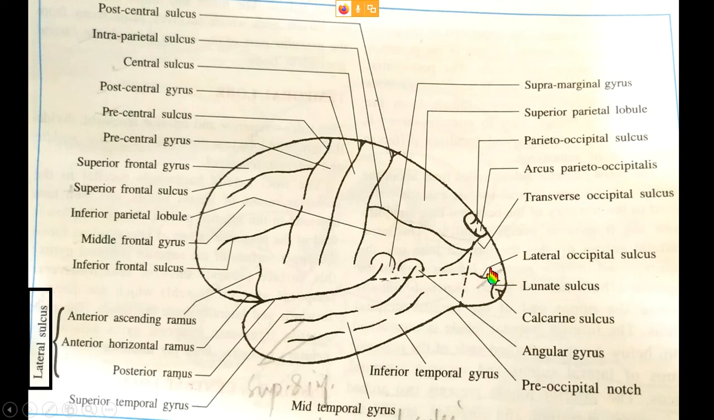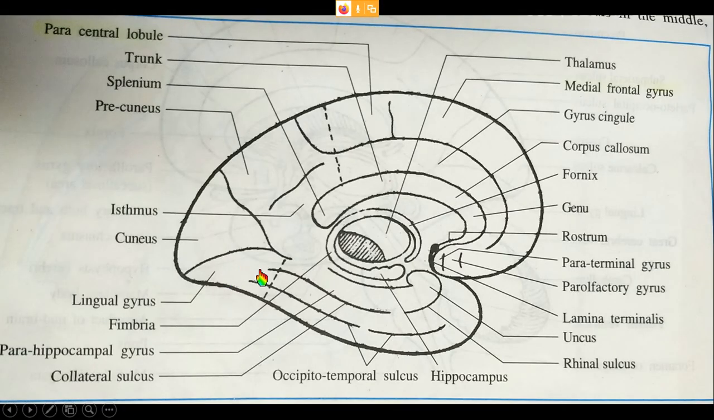Then the lateral occipital sulcus extends horizontally and divides the lobe into superior and inferior occipital gyri. Then coming to the lunate sulcus, here you can identify it. It is situated just outside of the occipital pole. It is curved with a lateral convexity and sometimes meets the posterior end of the calcarine sulcus.